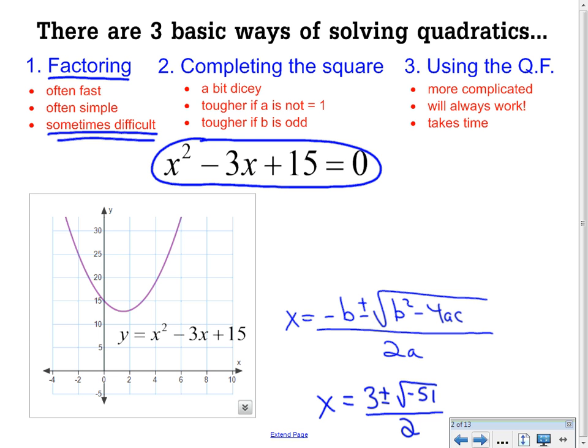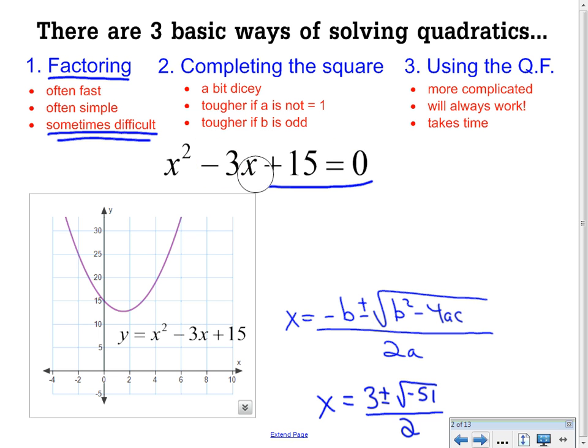Number two, completing the square. All right, another way of solving quadratics. Although it gets a bit dicey if the leading coefficient is not 1. So let's say there was a 3 here. It gets definitely strange. And even if there's not a 3, there's just a 1 there, if there's an odd number for b, it gets pretty complicated because you're going to be taking half of that and squaring it. You end up with fractions and decimals and whatnot.